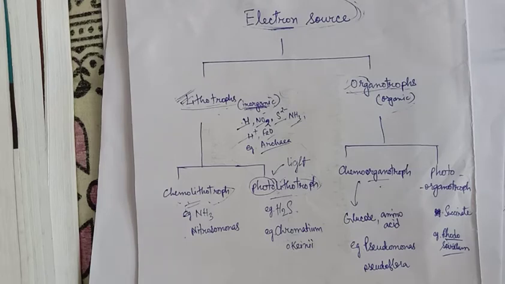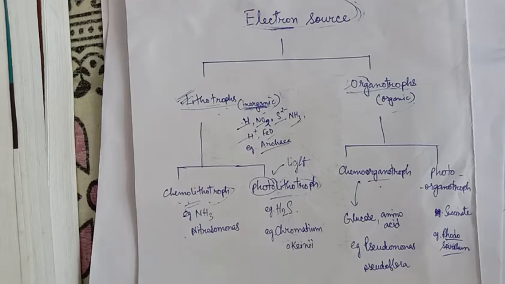So based on electron source, how are the microorganisms classified? They are classified into two types, that is, lithotrophs and organotrophs. So what are the lithotrophs? Lithotrophs are the organisms which can use reduced inorganic compounds as electron donors.